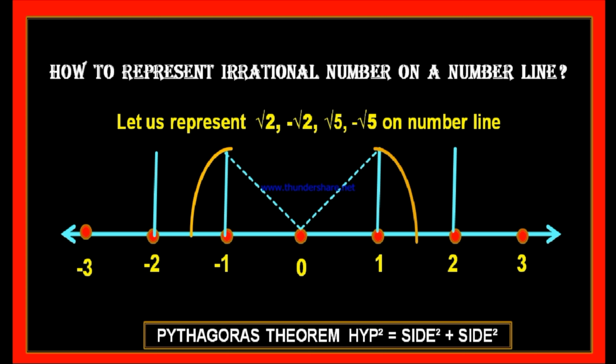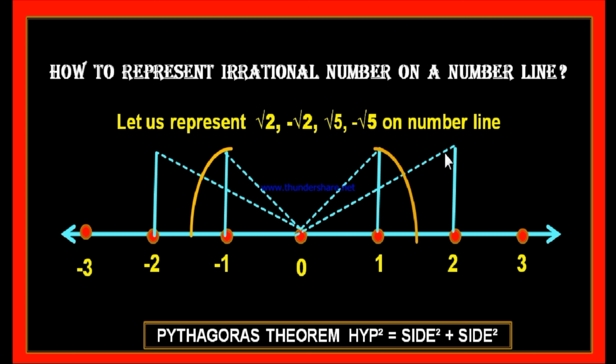Now, as we did in the previous case, you join this point 0 to this end. Similarly, you join this point 0 to the other end. Now, this is the right triangle. This is another right triangle. In this right triangle, this side is equal to 2 units. From 0 to 2, this distance is 2 units. Therefore, the side of this right triangle is 2 units. And the other side of this right triangle is 1 unit.